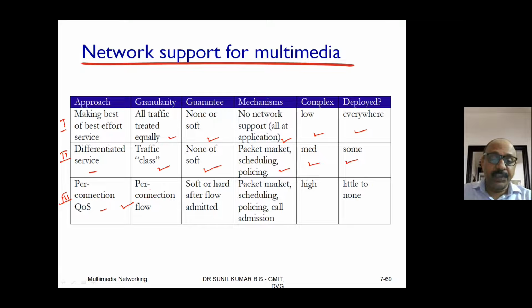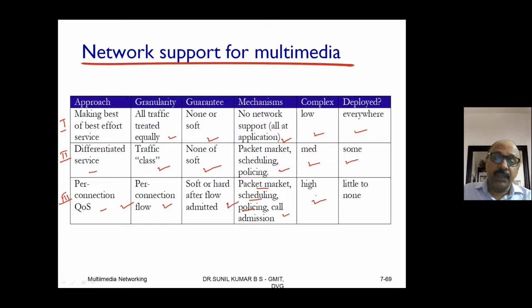It is a high expectation. Per connection flow, we have to design the quality of service, and hence it will be using both the hard and soft guarantee in transmission. The mechanisms being used are packet marking, scheduling, policing, and call admission techniques. Here the complexity is high.